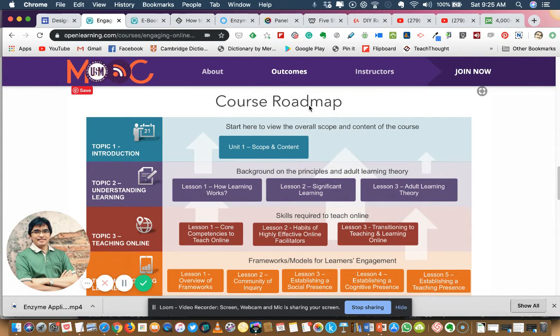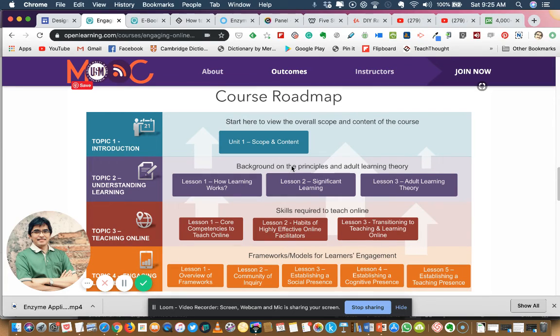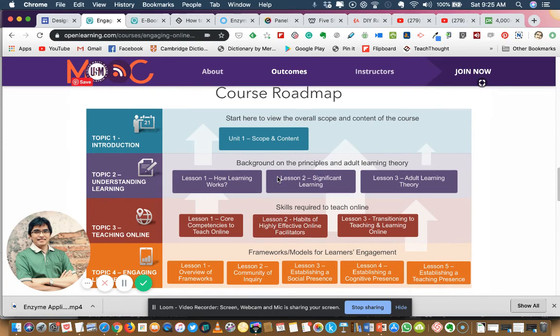So having a course roadmap actually is useful, and that will provide more detailed information to the potential student or potential learners in order to guide them to make an informed decision whether they want to enroll in the course or whether the course is suitable for their needs. So that's very briefly about course roadmap.